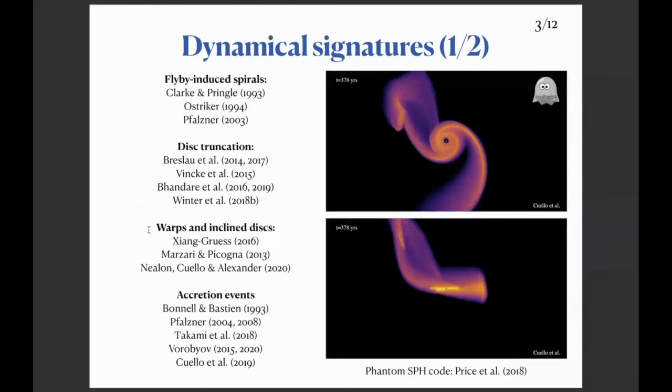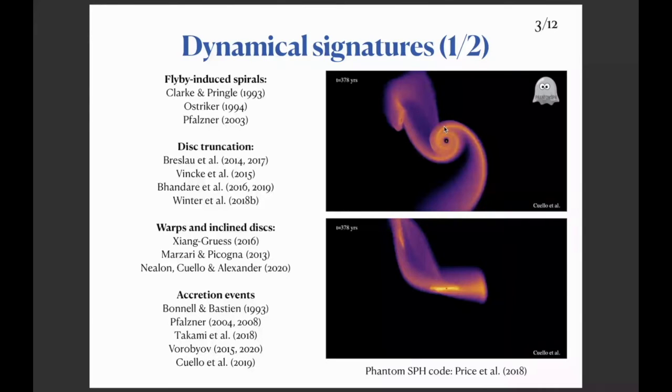So for the dynamical signatures, I'm going to go very quick here. We have spirals, as one should expect. Here I'm showing an example on the right. So this is a face-on view of an encounter. It's a prograde and inclined encounter. So you can see like two prominent spirals. You see here in the edge-on view that this is highly non-coplanar.